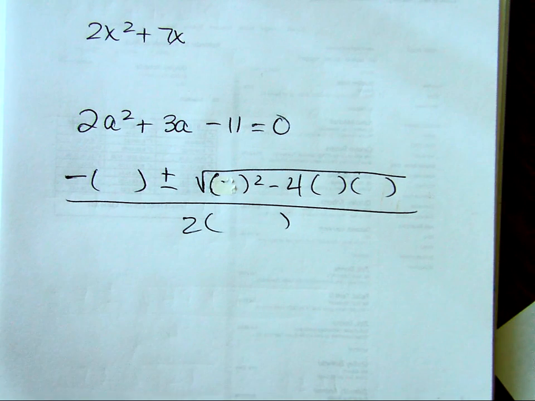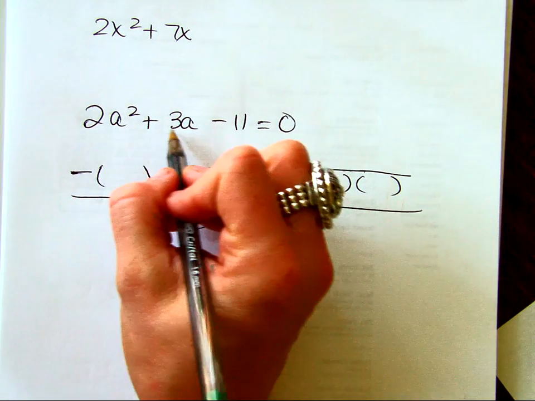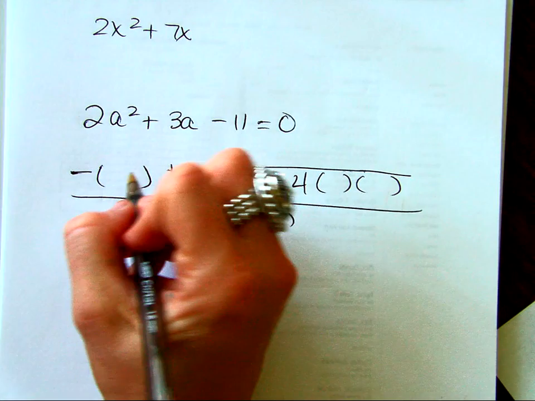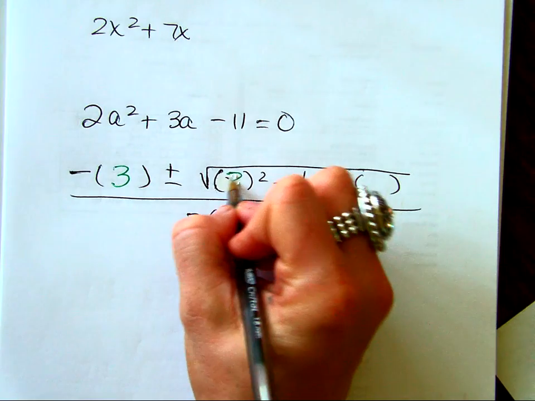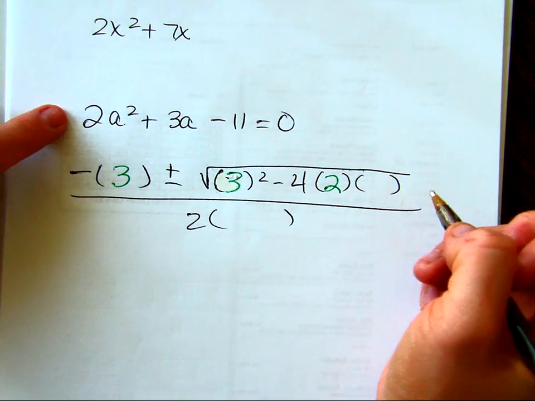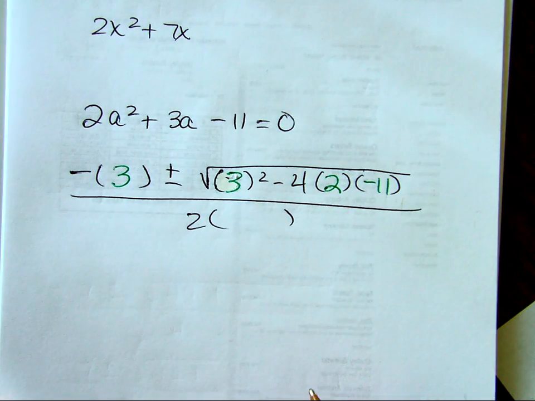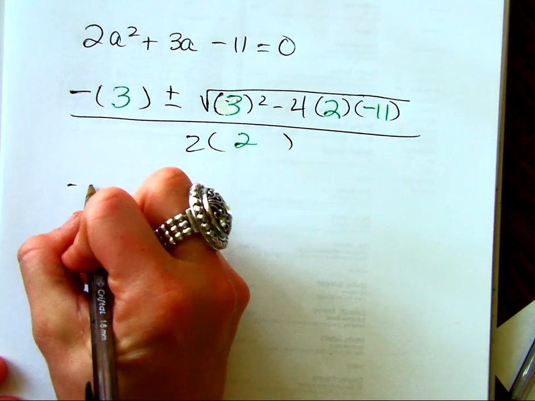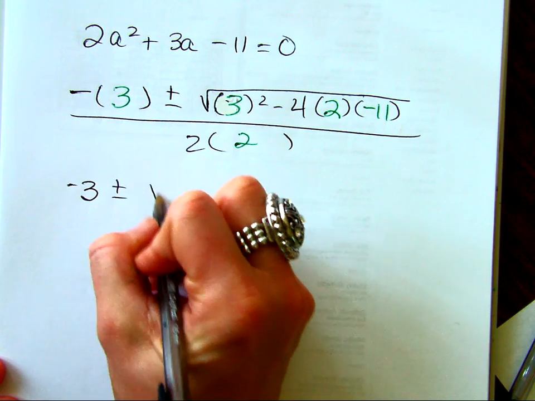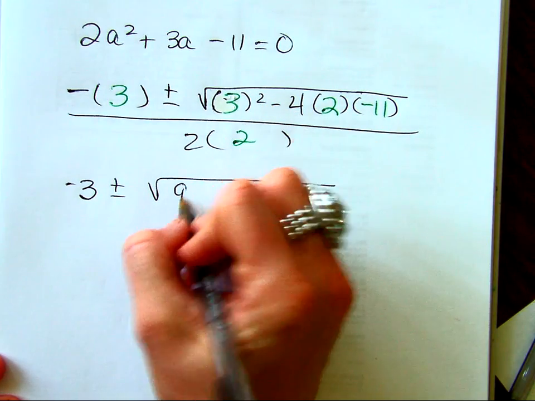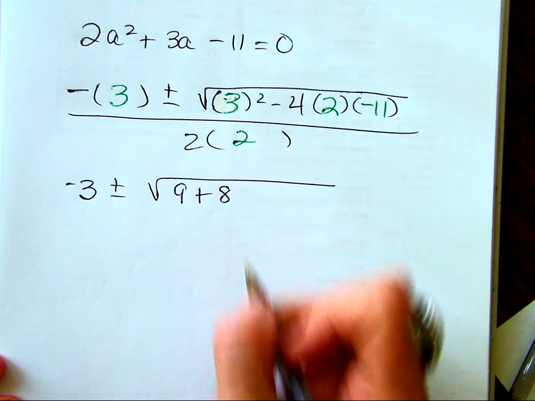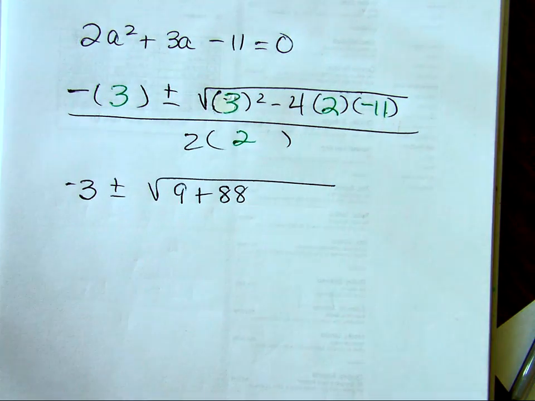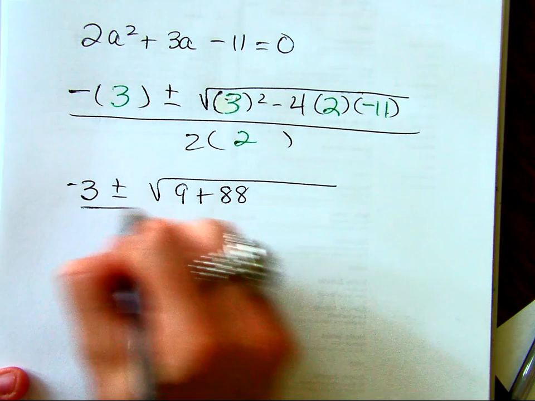Okay, so let's put in our A is 2, our B is 3, and our C is negative 11. So this is negative 3 and 3 squared, 2 is A, C is negative 11, and your A is 2 again. And now we start to work through it. The opposite of B, plus or minus 9 plus 8, 2 times 4 times, oh, I thought that was a 1 for a second. So we have 88. And that's divided by 4.